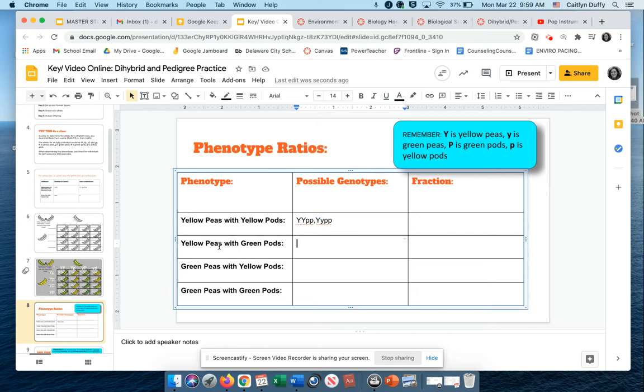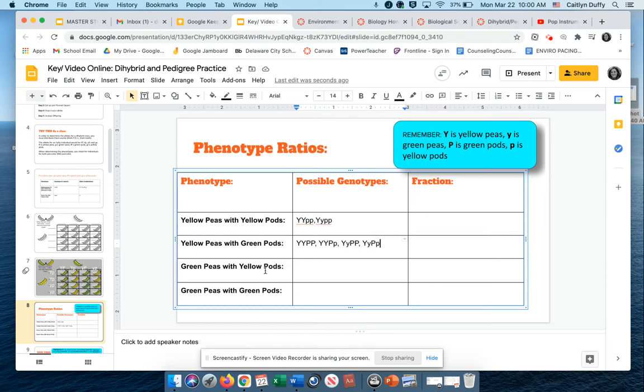Now, yellow peas with green pods. Again, for yellow peas, you could have big Y, or big Y, little y. But for green pods, you could have big P, or big P, little p. So you could have big Y, big P. You could have big Y, big P, little p. You could have big Y, little y, big P. Or you could have big Y, little y, big P, little p, okay? I know that's a little overwhelming, but you just got to break it down in chunks, okay?